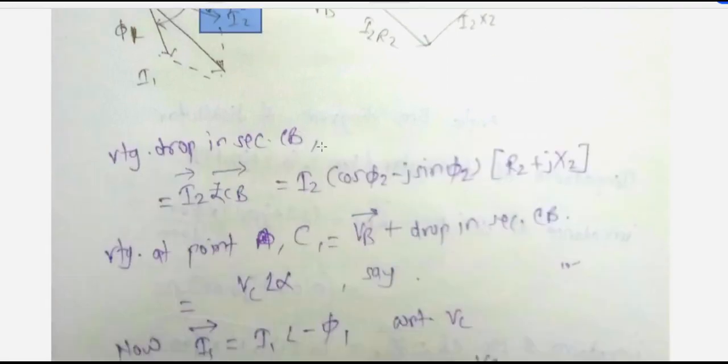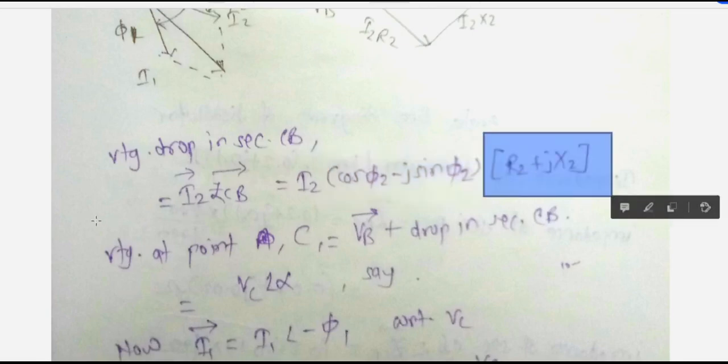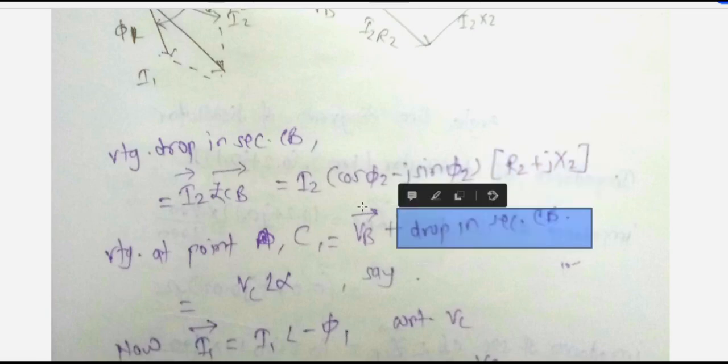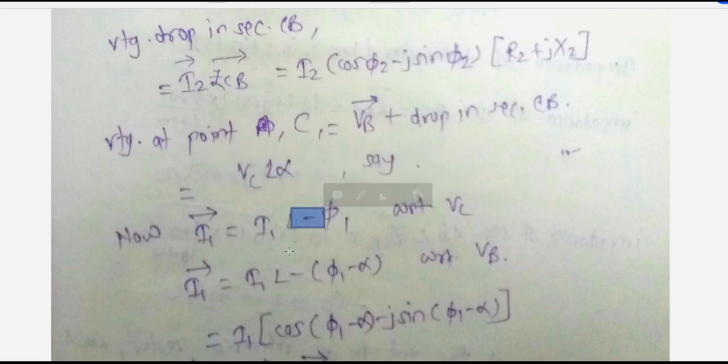Now the voltage drop in the secondary of CB is equal to I2 bar into ZCB. So I2 is the same as previous, and this is ZCB. So the voltage at point C is equal to VB bar plus the drop in the secondary of CB. So it becomes VC at an angle of alpha, let's say. Now I1 bar is equal to I1 at an angle of minus phi 1 with respect to VC. So with respect to VC it will have a minus sign. So you can consider I1 bar is equal to I1 at an angle of minus phi 1 minus alpha with respect to VB.